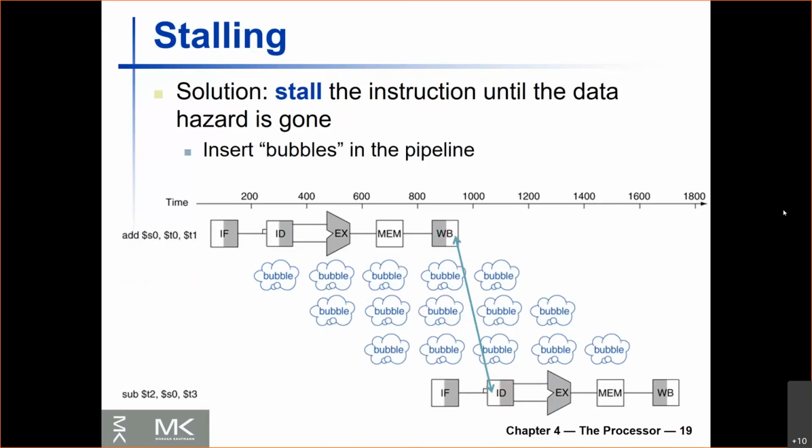So someone's asking, can we add special hardware to loop back the value? Yes, we can. I'll talk about that next. Okay, actually, not next. There's one more thing I'll talk about, and then I'll talk about that. But yes, that's a good observation, and we'll get to that.